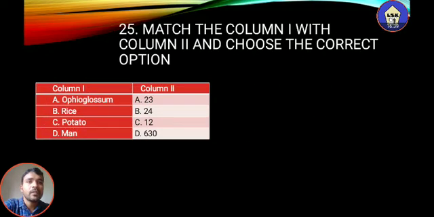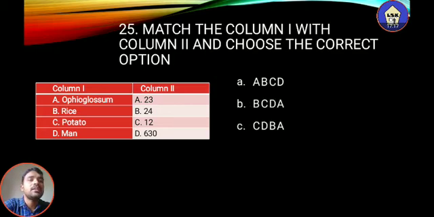Question number 25. Match column 1 with column 2 and choose the correct option. In column 1, some organisms are mentioned. In column 2, chromosome number is mentioned. So what is the right answer? Option A, B, C, D. So we should arrange it in the correct order with respect to column 1. In column 1, A, B, C, D is given. Even in column 2, A, B, C, D is given. So we should write column 2 in the correct order according to the list of organisms given in column 1. Option A: B, C, D, A. Option B: C, D, B, A. Option C: D, C, B, A. So what is the right answer?